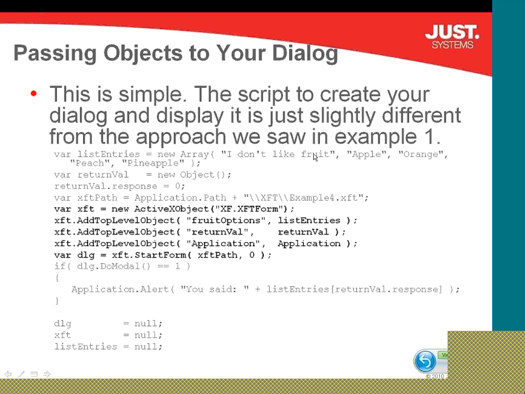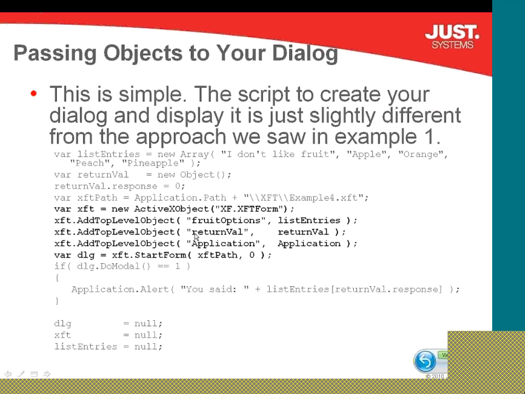So here are our values in our array. The first entry is fruits, that's going to be apple, orange, peach, and pineapple. And we pass that into our dialog by calling the add top level object. And we give it a name as well. We'll get into where the name is used in just a minute. And then we pass the object as the second argument.